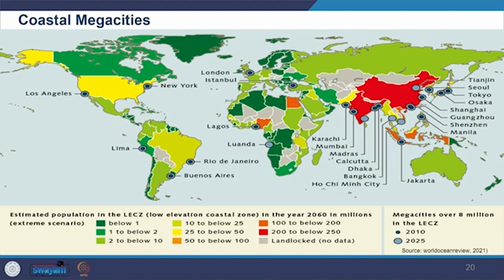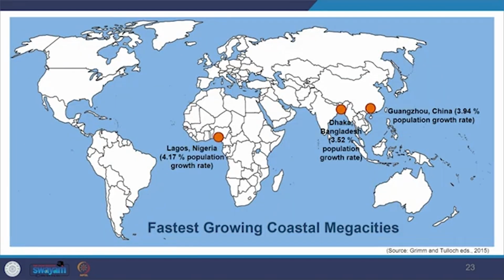In these areas, 20 of the 30 megacities are located on the coast. So you see the number here, and these megacities are expected to increase in population faster than non-urban areas. So here even the increase will also happen faster. The three fastest growing coastal megacities, as we see the example, include Lagos in Nigeria, Guangzhou in China, and Dhaka in Bangladesh. So think deeply about the risks involved in these changes that our activities are causing.